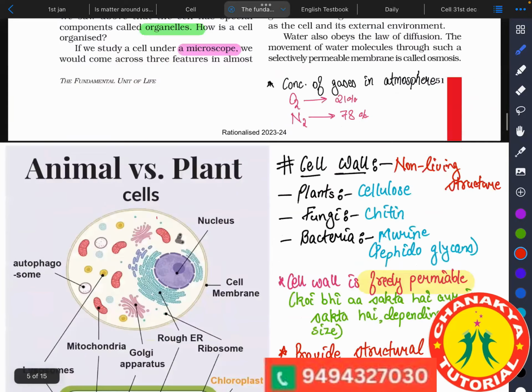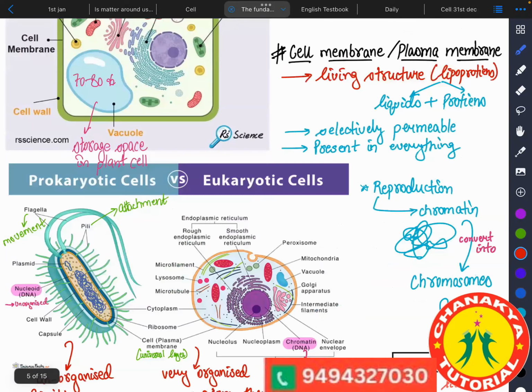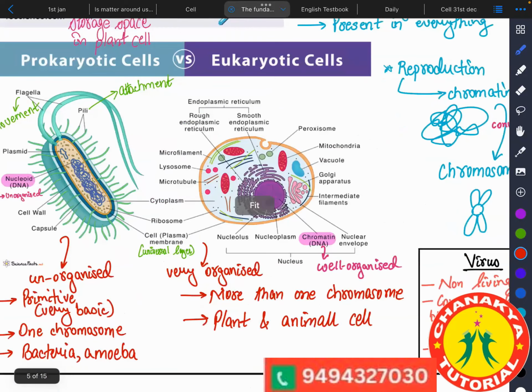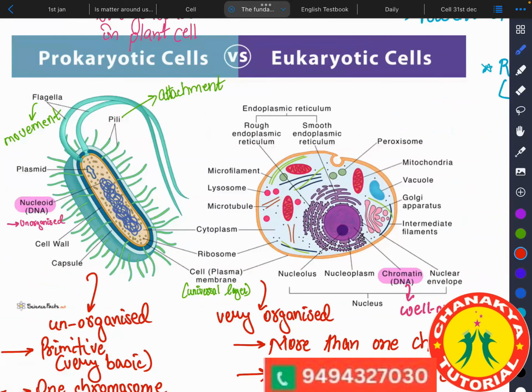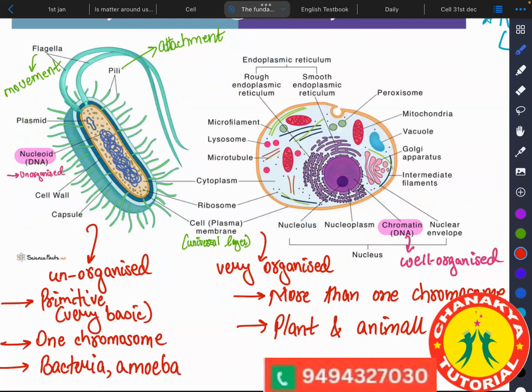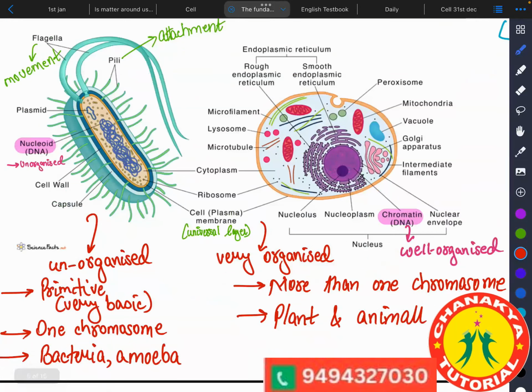Okay, these are prokaryotic and eukaryotic cells. The basic two types of cell which we always categorize. Inside these, prokaryotic and eukaryotic, you will encounter plant cell.